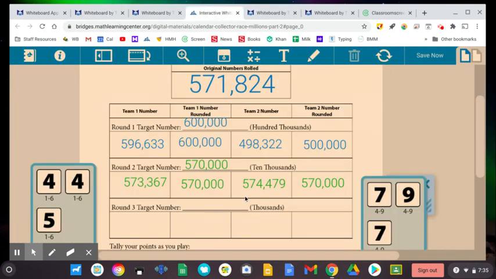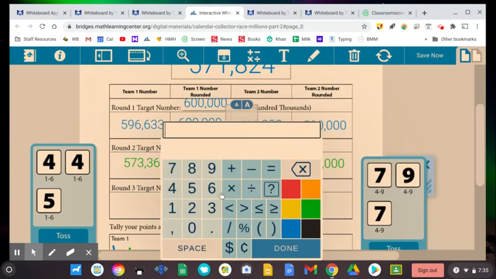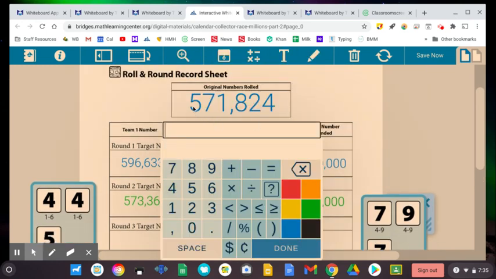So let's see what we roll. First we have to determine our number. So we know our number is 571,824. The 5 goes in, the 7 goes in. Now we're at the thousands column, which means we look at the hundreds to decide if it stays at 1,000 or if it is closer to 2,000. Looking at the 800, if we would place it on a number line, 800 is closer to the next 1,000. That would raise this to 2,000. Put our comma in.